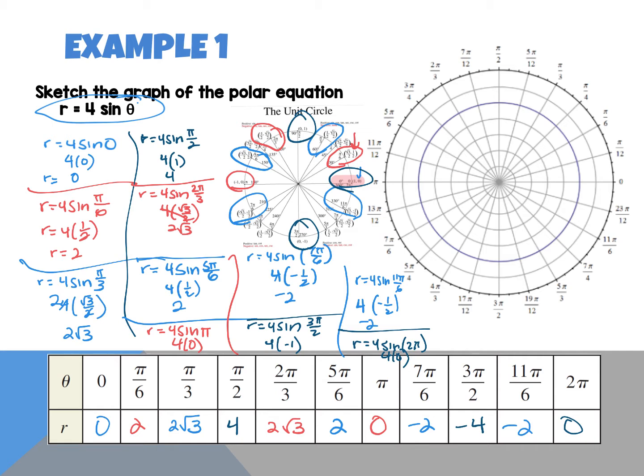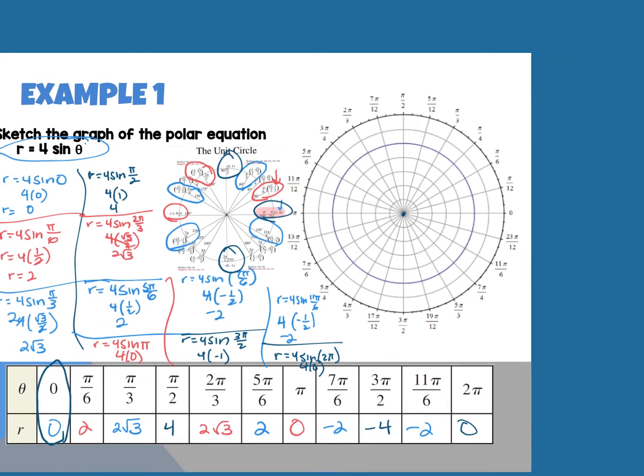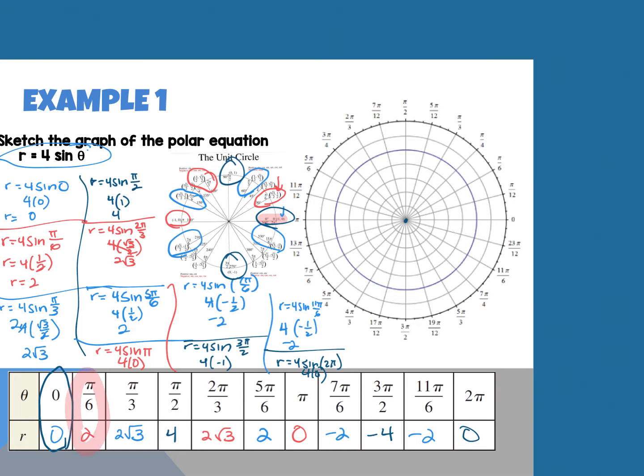Okay, so now I'm going to plot these coordinate points. 0, 0 means you don't move left or right at all, and you don't move up or down at all. You're literally at the pole. Pi over 6, 2 would mean I'm going on the pi over 6 line, which is here, and I'm going out to the second ring, which would be here.